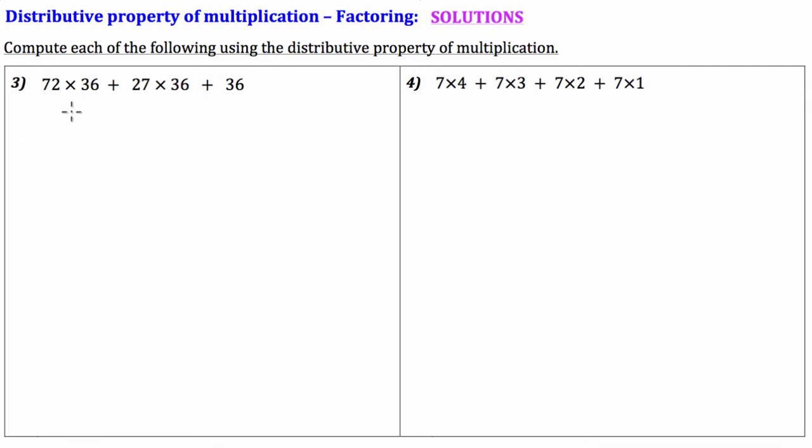The next problem is 72 times 36 plus 27 times 36 plus 36. So we have 36 as a common factor. But wait, we have nothing multiplied here. But 36 is the same as 36 times 1. So I'm going to rewrite this as 36 times 72 plus 36 times 27 plus 36 times 1.